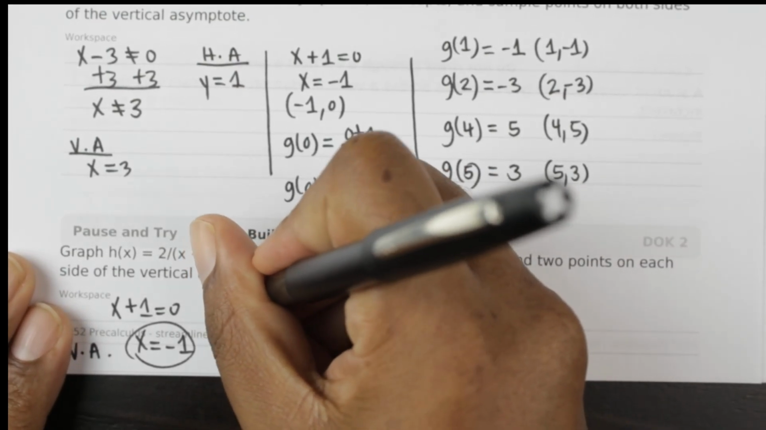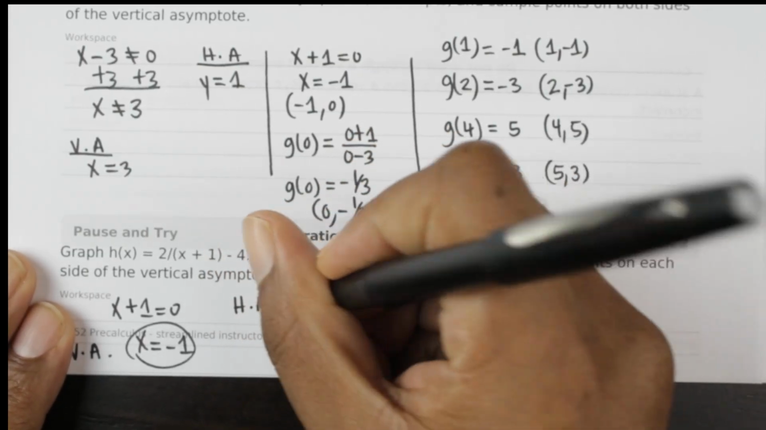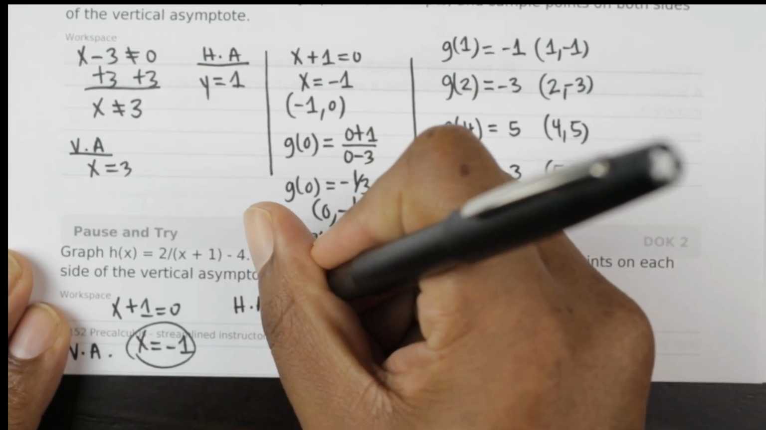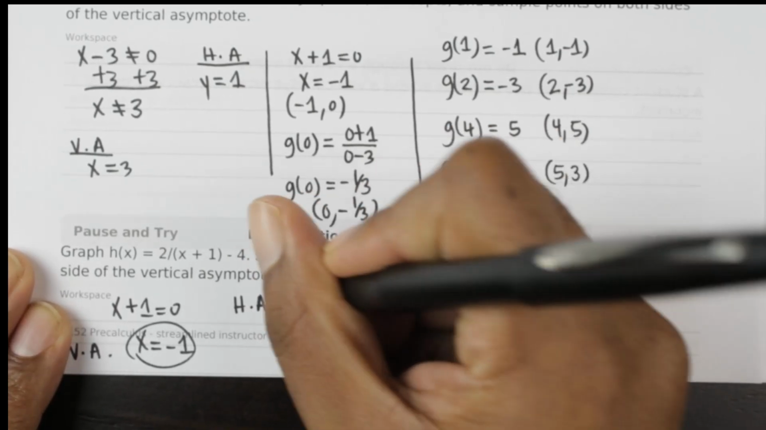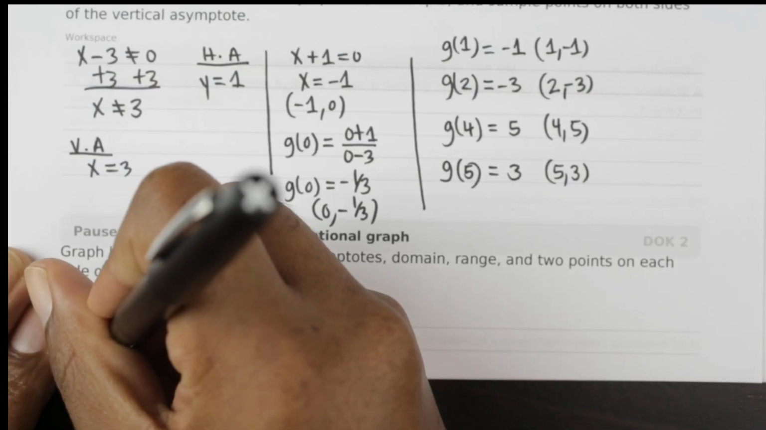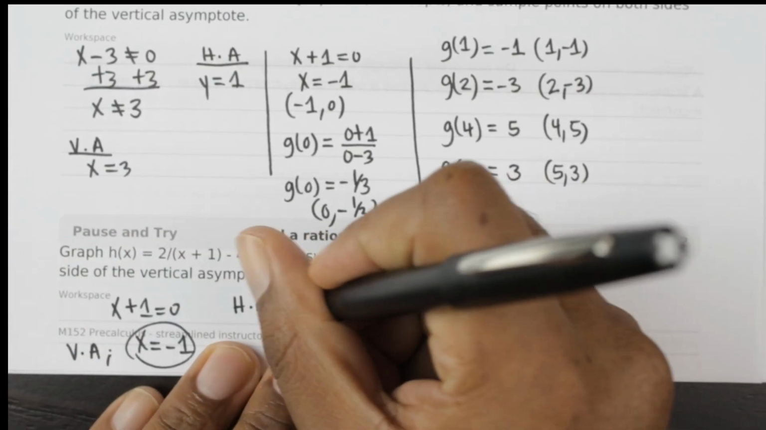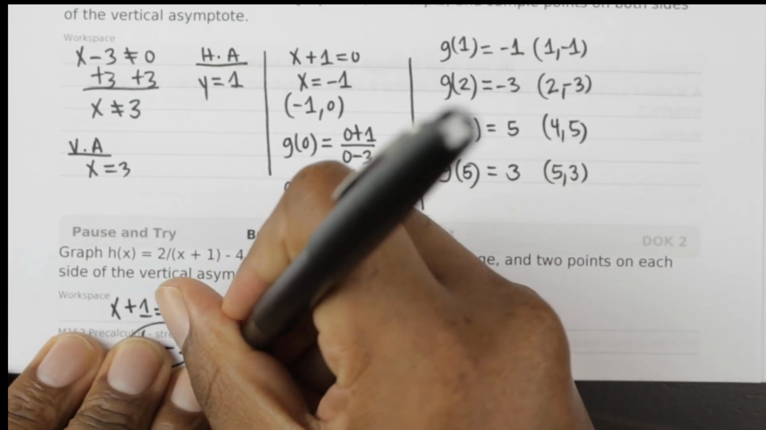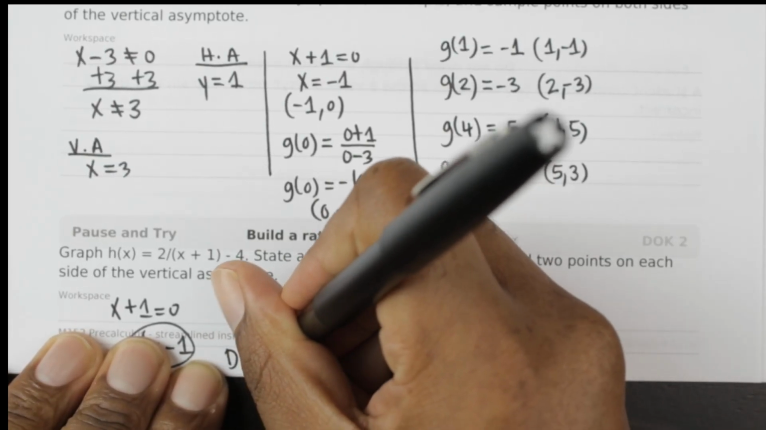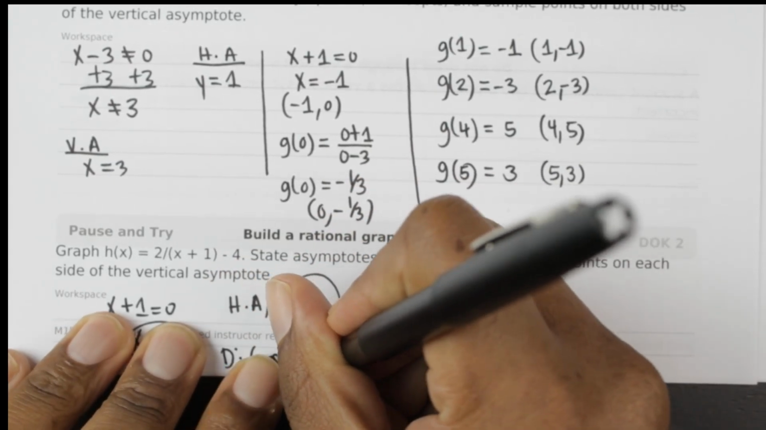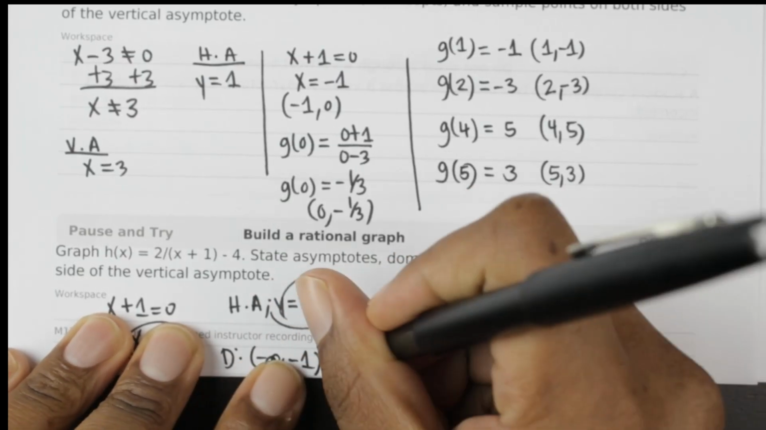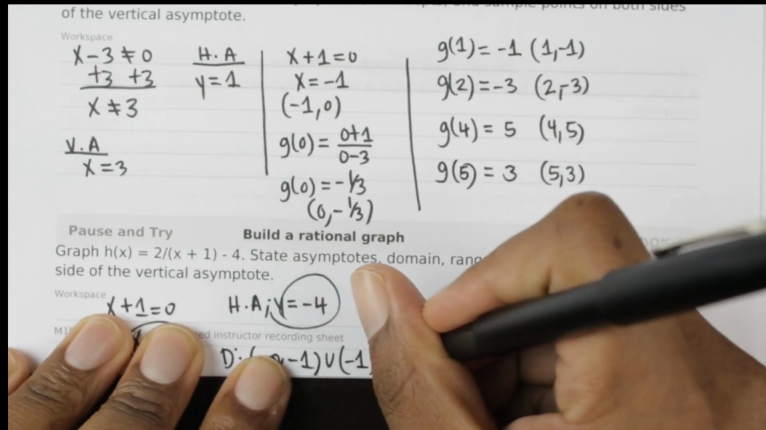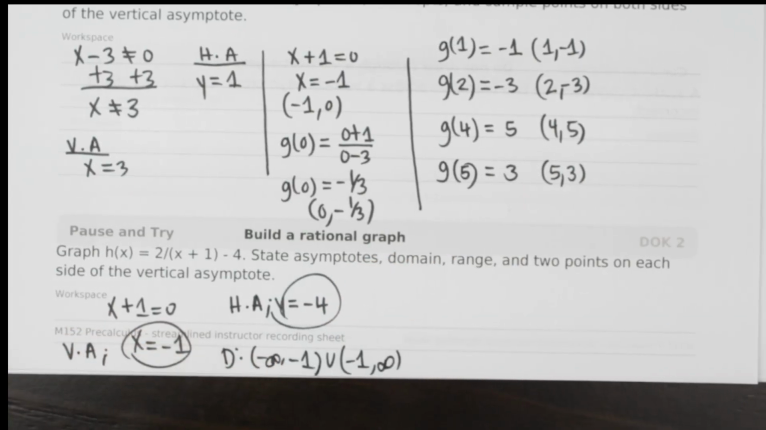So what does that mean? That means the horizontal asymptote is y equal to -4. Okay. So we have the horizontal asymptote of -4. And that means also that the domain excludes this -1 here. So the domain would be negative infinity, -1, union, -1, comma, positive infinity. Okay.